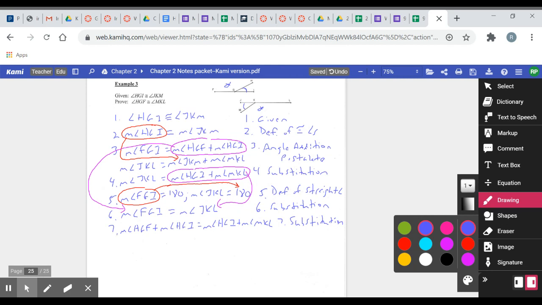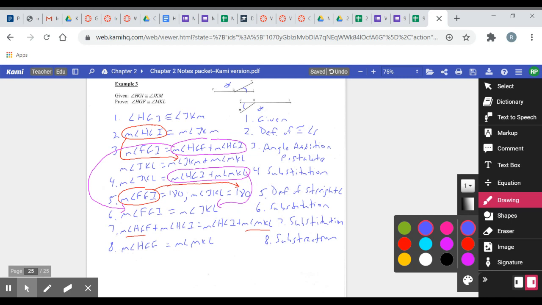And from there, again, keep in mind what you're trying to get to. You're trying to get to the fact that HGF is congruent to MKL. And at this point, I can see the HGF, I can see the MKL, but there's too much stuff in my equation. I want to get rid of some of it. So just like we saw before, I need to subtract it away. So the measure of angle HGF is now equal to the measure of angle MKL. And I could subtract away this HGI from both sides. Okay, so I got my subtraction property.